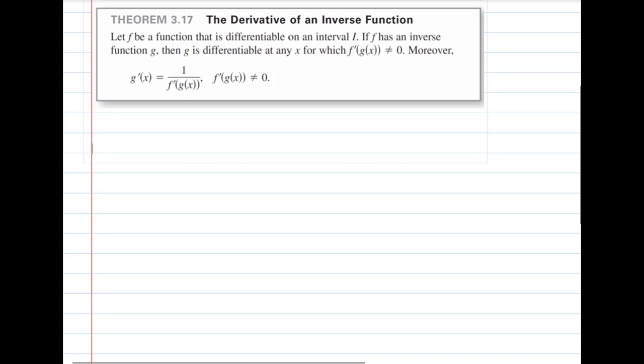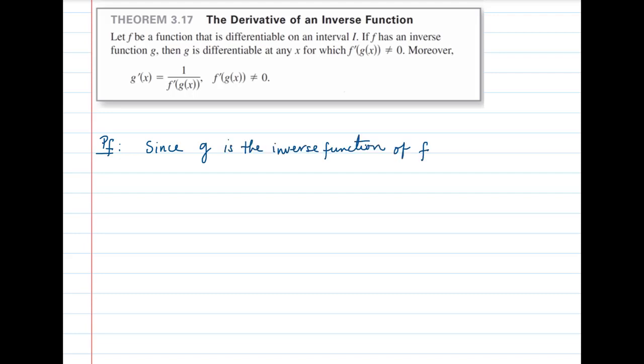Proof is pretty straightforward, guys. It comes from your knowledge of composition of functions. Using the notation in the theorem, let's assume f and g are inverses of each other: g is the inverse of f, and vice versa. If you recall, if two functions are inverses of each other and we compose one with the other, we should get the input back. So f of g of x should be equal to x.